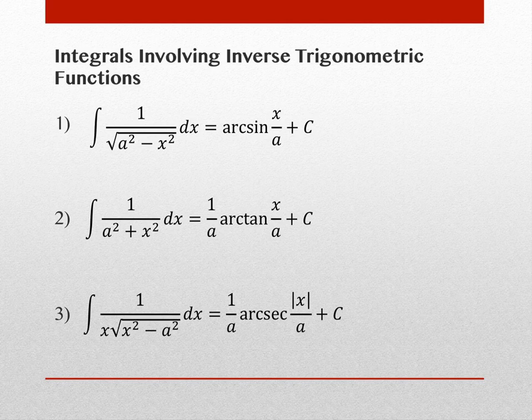You might also note that the arc secant ends up with the absolute value of x over a on the right-hand side. And as always, we have plus c's on the end, and you're all going to put plus c's on your gateway, right? Absolutely.